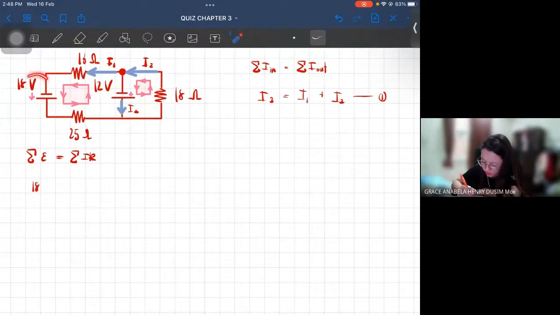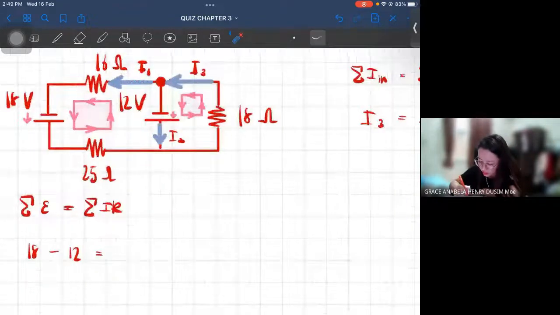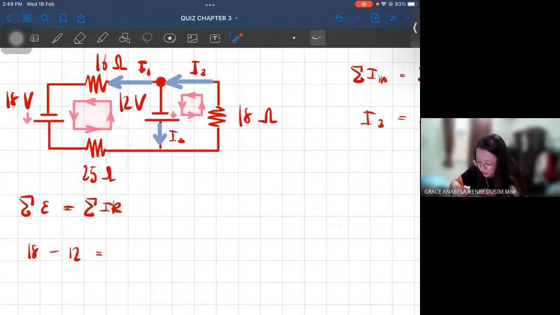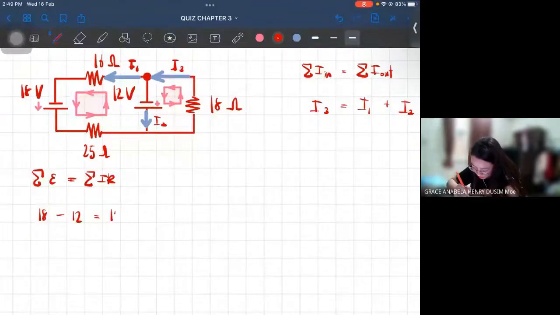18. There's two batteries, EMF 1 and EMF 2. Since this direction is going up, but the direction of the EMF is going down, it will be a negative value. So kita akan tolak 12. Okay, so equal. Now we are going to look at the two resistors here. Current one is going through this 16 ohm resistor and the direction is the same, so it will be a positive value.